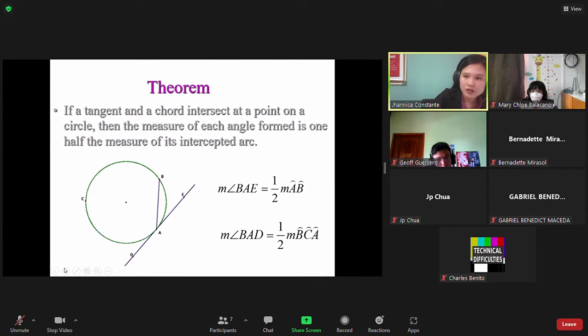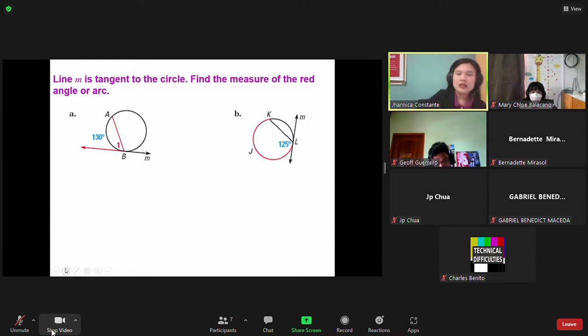we have this circle. For example, we're going to find the measurement of angle 1 that is being produced by our tangent line BM and the chord AB. As you can see here in the circle, the given measurement of the intercepted arc BA is equal to 130. So the given arc is this one. So since that is the given arc, we're going to use the measurement of that arc.